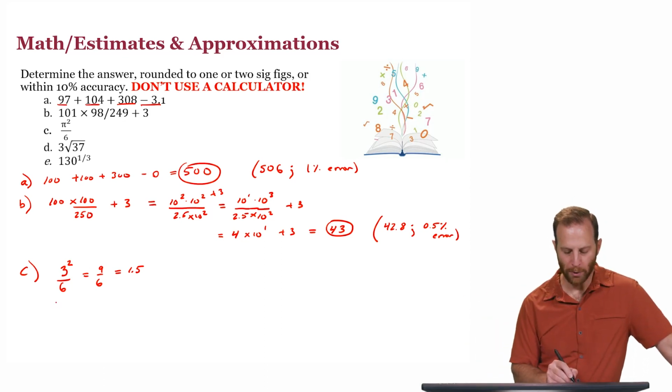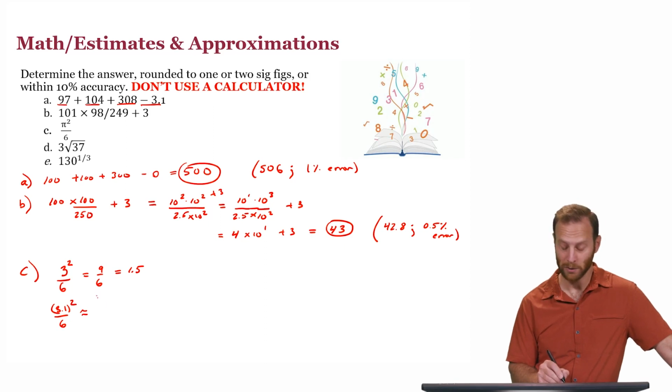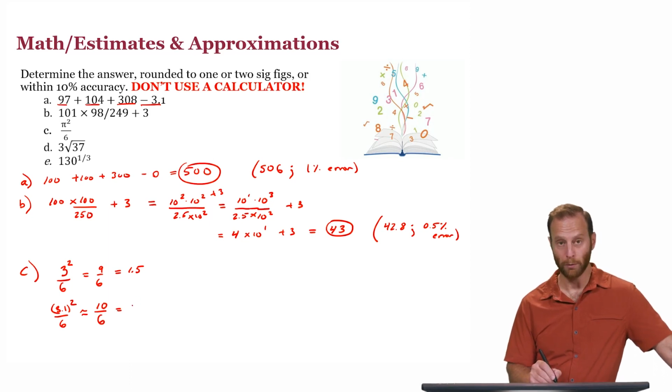If you instead remember that pi is close to 3.1, this is like 3.1 squared over 6, then that 3.1 squared is closer to 10 than it is to 9. So I might better think of this as 10 over 6. If you do that, this is the same as 5 over 3, or 1.6 repeating. So let's round that to 1.7.